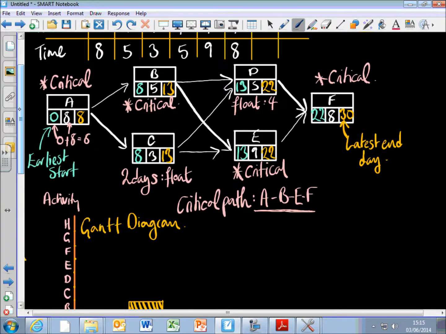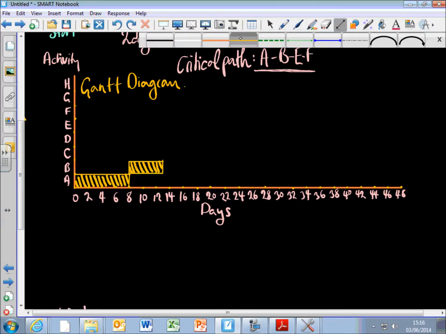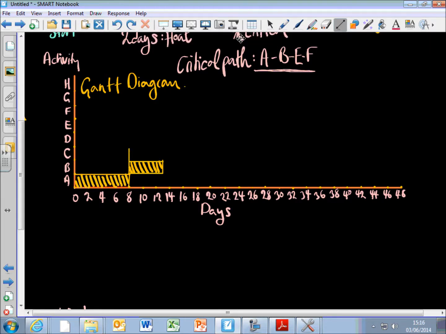Activity C, well, there was some float time with this, and I assume that I start the activity on day 8 and it takes 3 days, but I've got 2 days float before day 13, so I'm going to start it on day 8, start it as soon as I can, but it only takes 3 days, so it's going to be from day 8 to day 11, like that. Just move that out of the way.